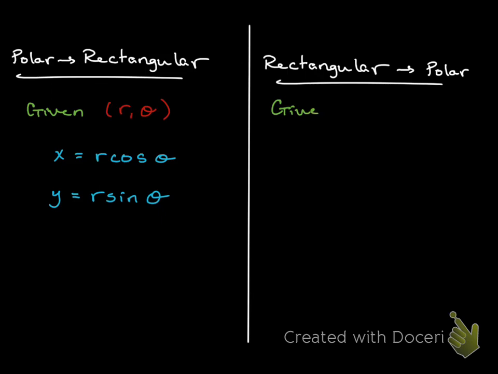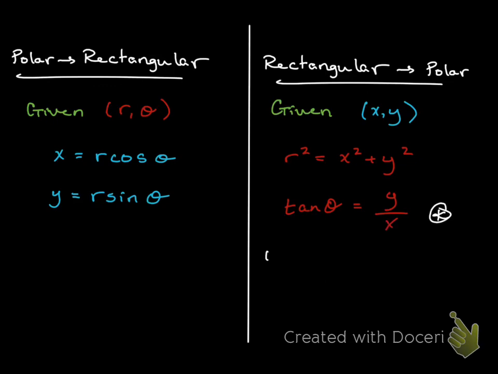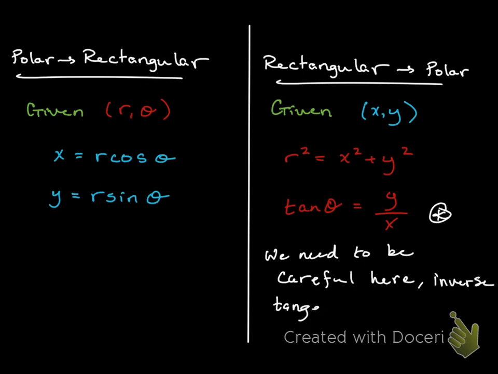We are given some x, y and we want to find r and theta. To find r, we do r squared equals x squared plus y squared. We'll have to solve for r. And we also use tangent of theta is y over x, but we need to be careful. This tangent of theta is important. We need to be careful here because to solve for theta, we use inverse tangent, and inverse tangent has restrictions. Okay, and I'll outline those on the next page.